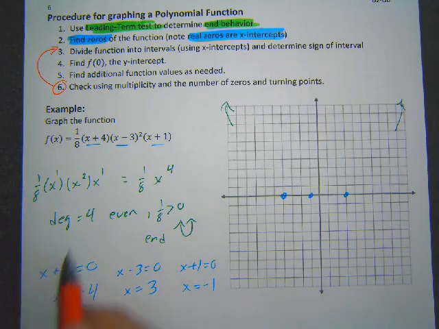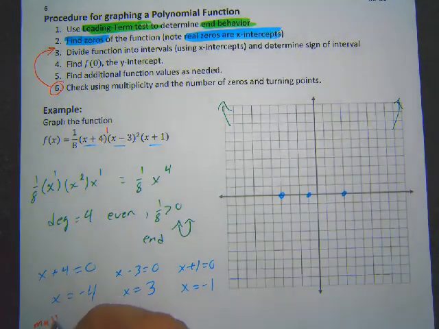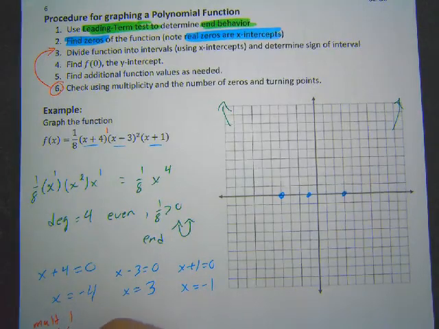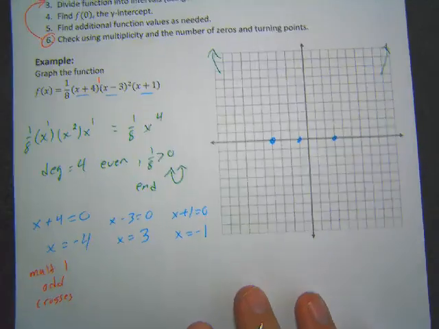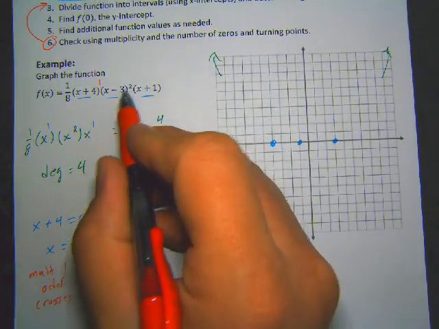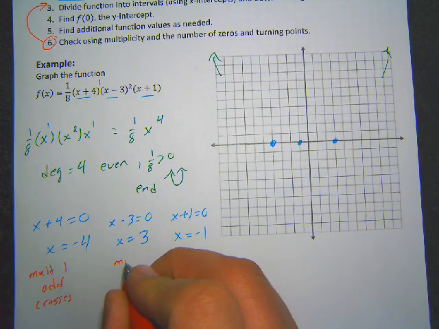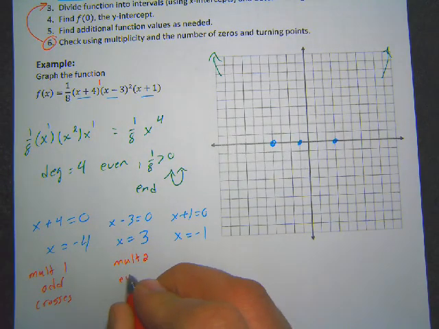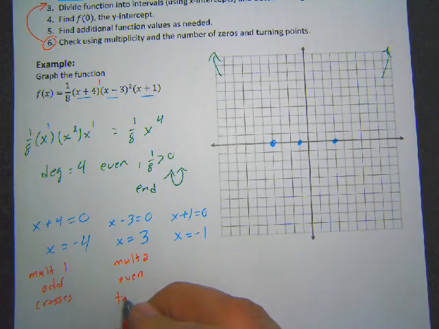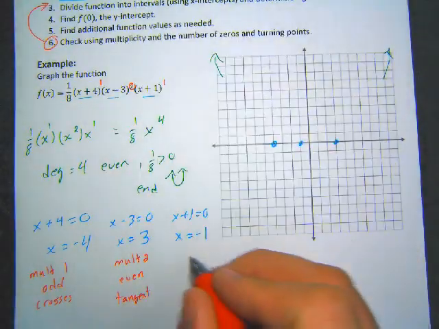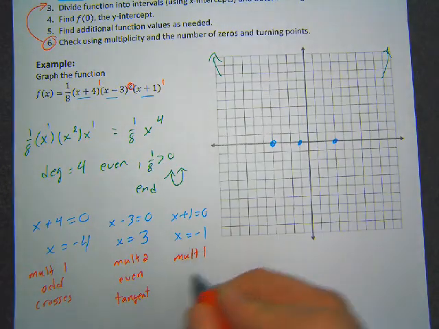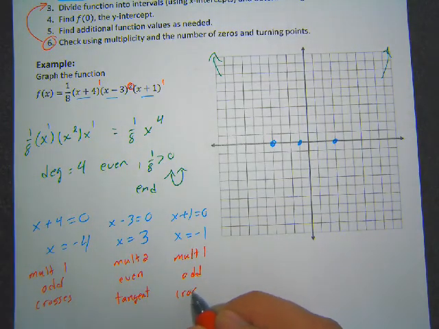So I can look at things like this. X plus 4 has degree 1, and that's multiplicity 1, which is odd. We said if it's odd, it crosses. So we know that at this point it's going to cross. If we look at the next one, this x minus 3 has degree 2, so this is multiplicity 2, which is even. So this one bounces, it's tangent. It's not going to cross through, it's going to bounce off. Last one here, x plus 1 is also degree 1, so it's multiplicity 1, which is odd, so this one crosses.